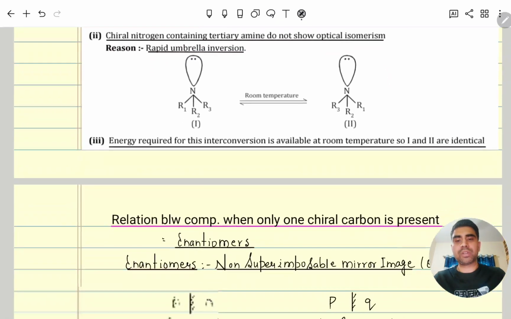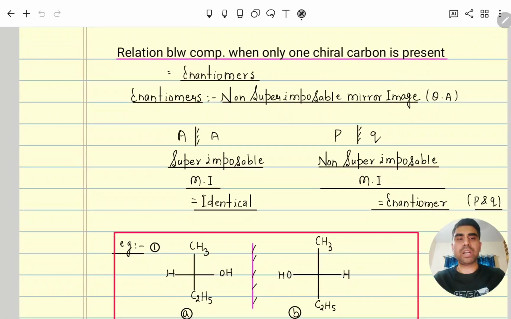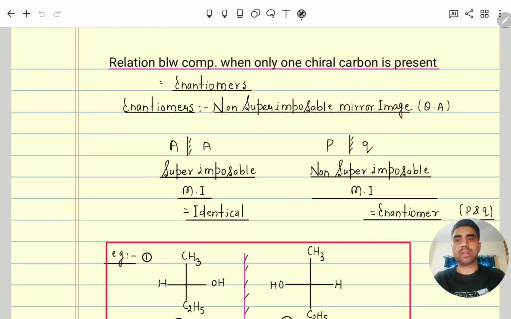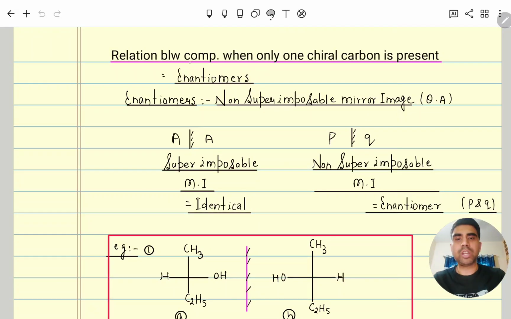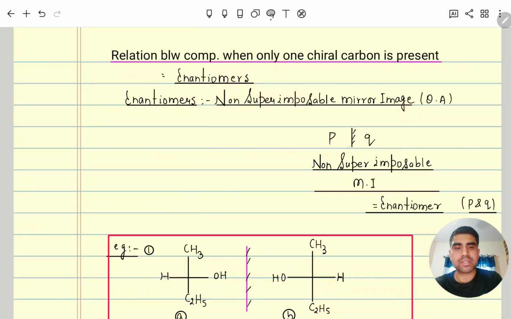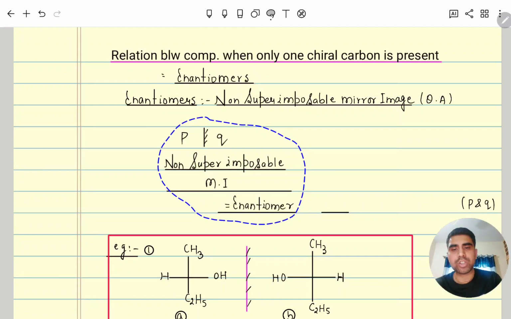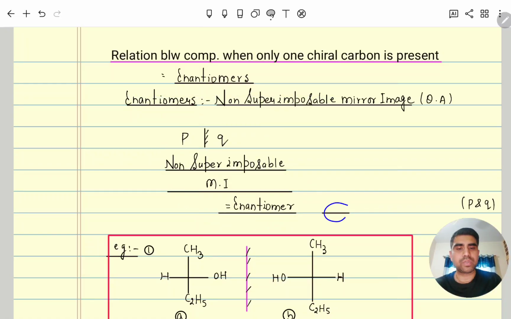Next, moving further, the relation between compounds when only one chiral center is present. What is the relation between the compounds? They will be enantiomers. What is an enantiomer? They are non-superimposable mirror images of each other. Like here, you can neglect this one. Here we can see that P's mirror image is Q, so P and Q are enantiomers.